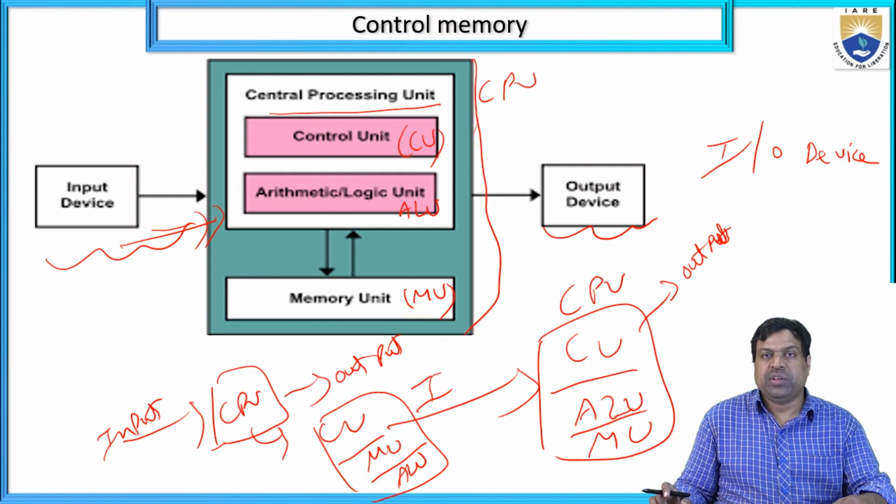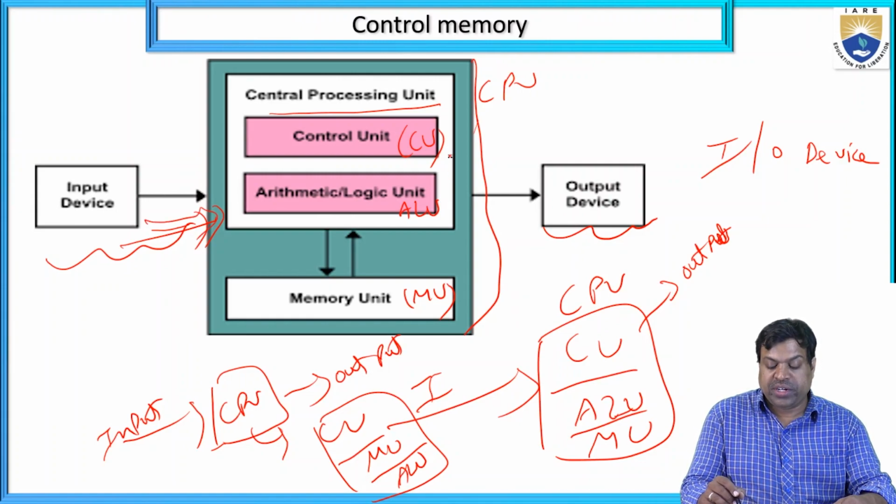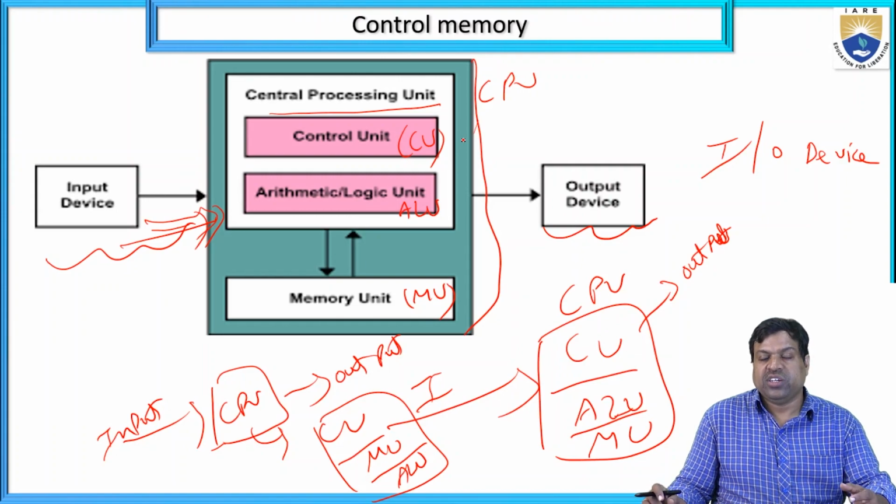So first I give the signal to the input device, then it is passed to the control unit. The control unit will check whether it needs the arithmetic logic unit or not. If it does, then it is connected to the arithmetic logic unit. If not, it is connected directly to the memory unit, and the program will be executed directly to the output device.